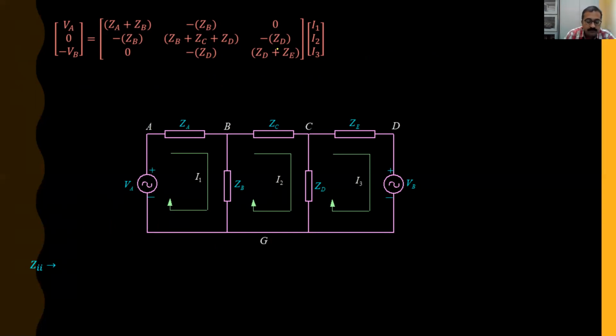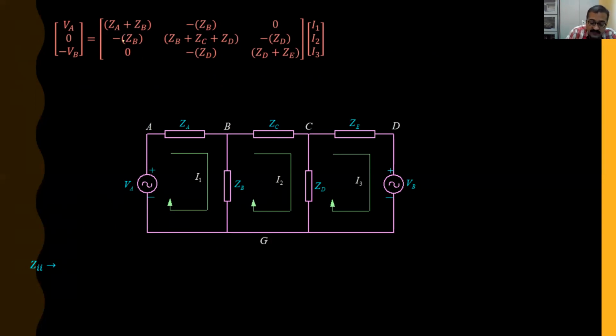How to do that? So you see my impedance matrix, how many rows and how many columns? 3 rows and 3 columns. Why is it a 3 by 3 matrix? Because my network had 3 loops. If the network had 4 loops, then the matrix would have been of the order 4 by 4.